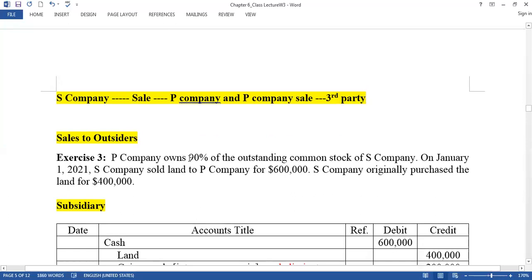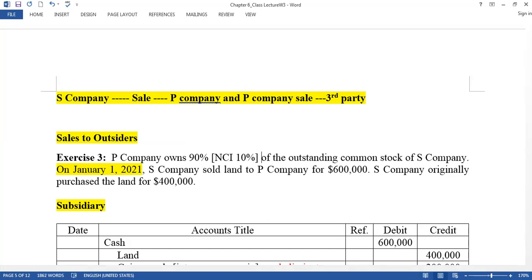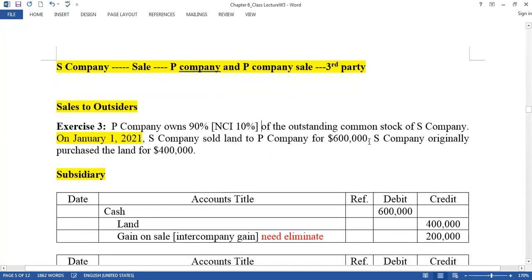P company owns 90% of the outstanding common stock of S company, and on January 1st, 2021, the date is important, S company sold land to P company. So it is called upstream, right? So we should think about NCI later on. And S company originally purchased this land for $400,000.